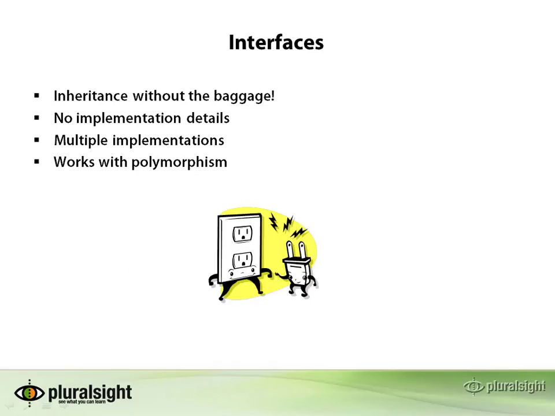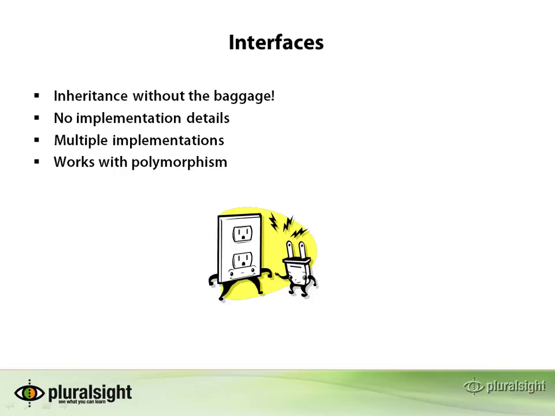So let's talk about interfaces. This is another programming topic that confuses a lot of people, and it's really not as difficult as it seems. Basically, in terms of Java, in terms of what we've discussed so far, an interface is just inheritance without all the baggage. It doesn't have all this weight that's associated with inheritance, all the bad things that we had. And some of the weight that's lost is the implementation details.